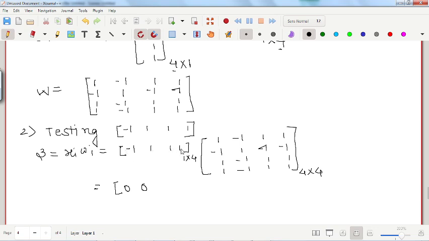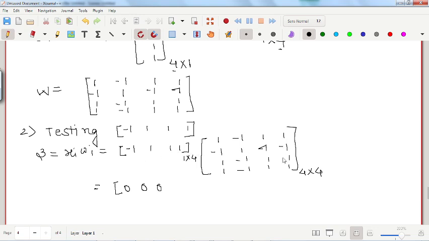So this row into third column. So minus 1 into plus 1, so minus 1. 1 into minus 1, it is minus 1. So minus 2. 1 into 1, plus 1. 1 into 1, plus 1. So again this is 0.